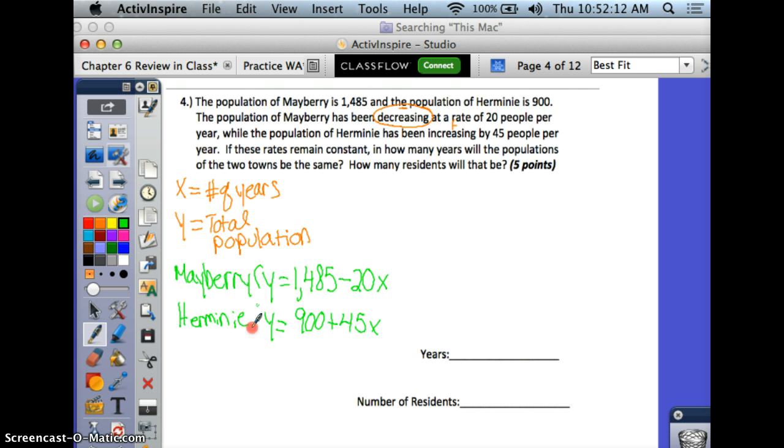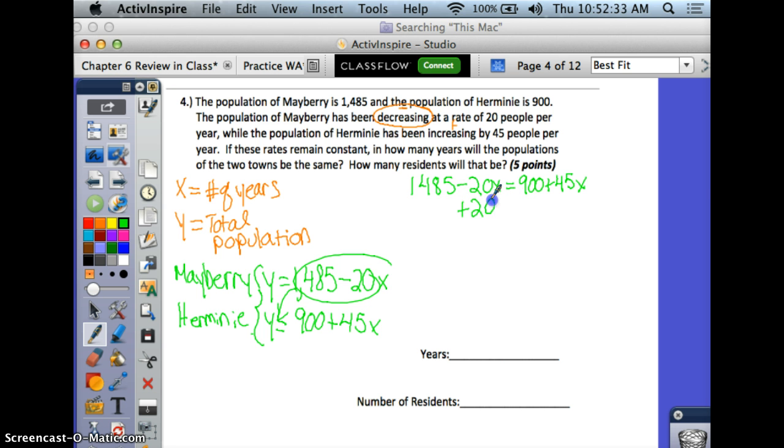I use substitution for this because they both were y equals. And whenever you do your substitution, drag it, drop it in for y. You have 1,485 minus 20x equals 900 plus 45x. So we need to get our x's on the same side.